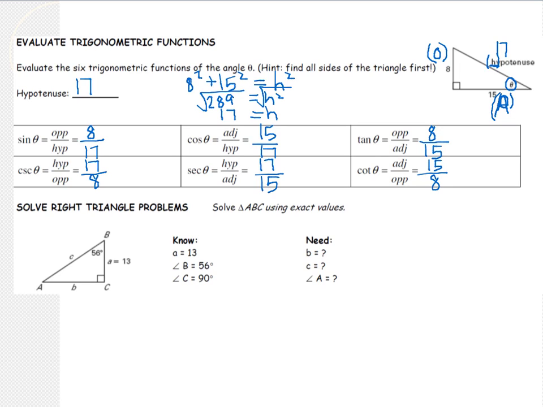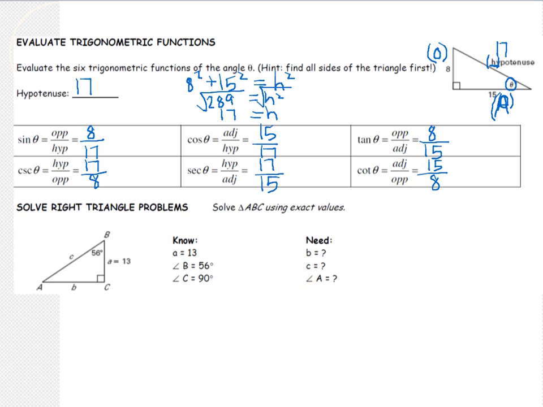Okay, so next we're going to solve a right triangle problem. So solve triangle ABC using exact values. What it means to solve a triangle is to find all the missing angles and all the missing side lengths. So here's what we know. We know side A equals 13. Angle B is 56 degrees. Angle C is 90 degrees. What we need to know is the length of side B, the length of side C, and angle A.